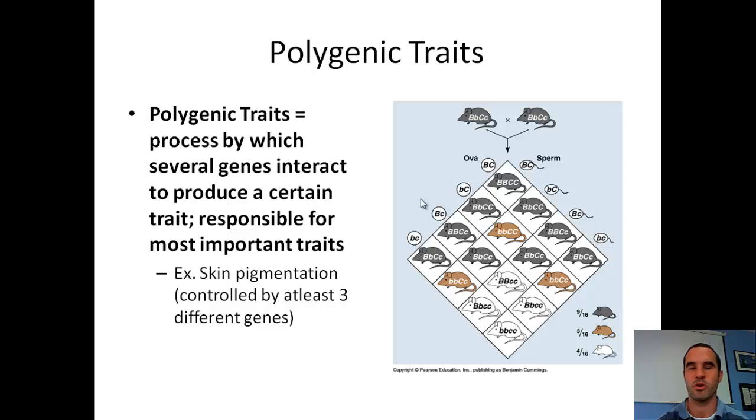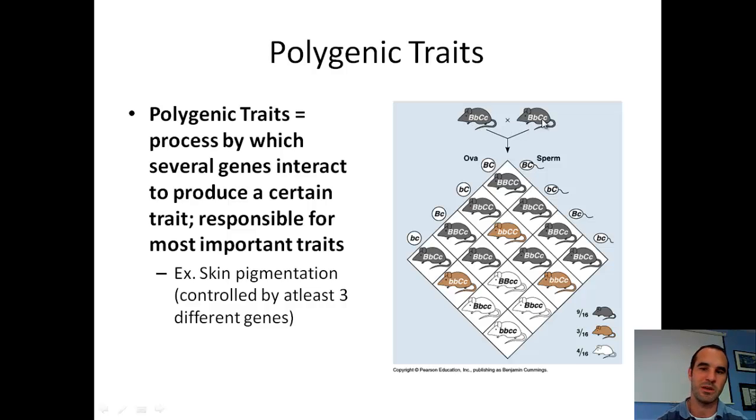a lot of important traits. So many of the larger traits in humans are polygenic. An example would be skin pigmentation, controlled by at least 3 genes in humans. Here in our example, we've got 2 mice, and we've got B. Normally if we would have written it, we would have just written big B, little b. But in this case, the reason it's polygenic, we have big B, little b, and then big C, little c. We see more than one gene here.